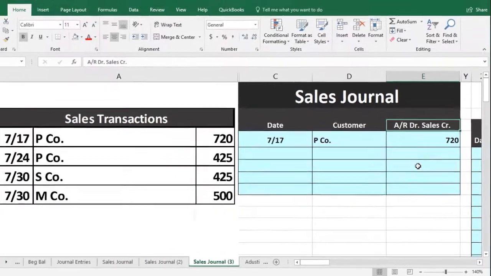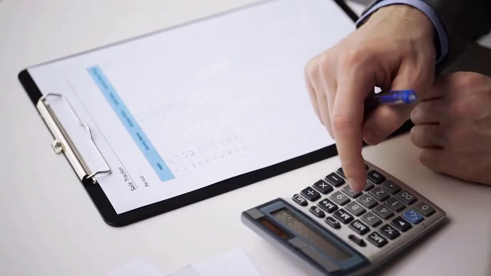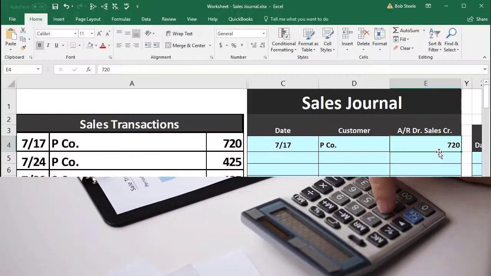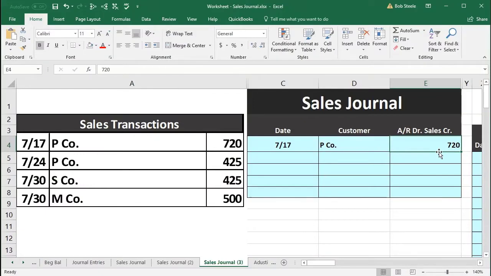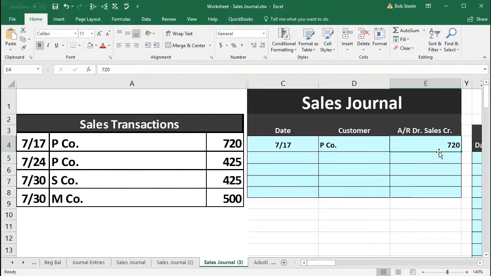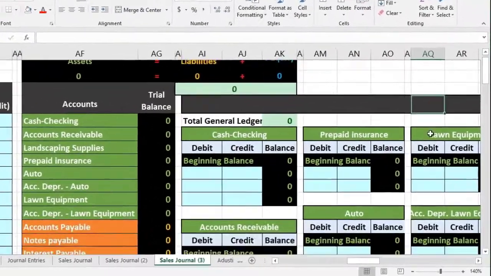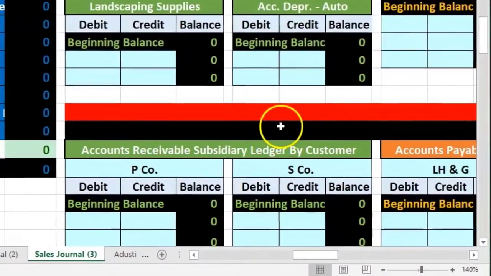Now, we're going to add these up at the end and then post these to a journal entry, but we may want to post them as they go also to the subsidiary ledger, not the general ledger right now, but the subsidiary ledger, which needs to be broken out by customer. So in this case, the sale was P Company. I'm going to scroll over here and scroll down to P Company. And the subsidiary ledger is going to be down here in our worksheet. It's under these two lines.